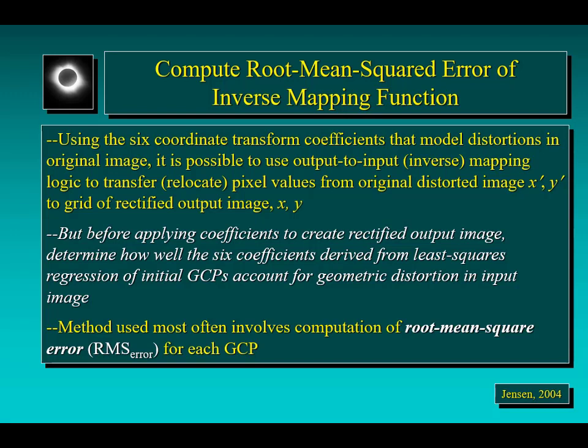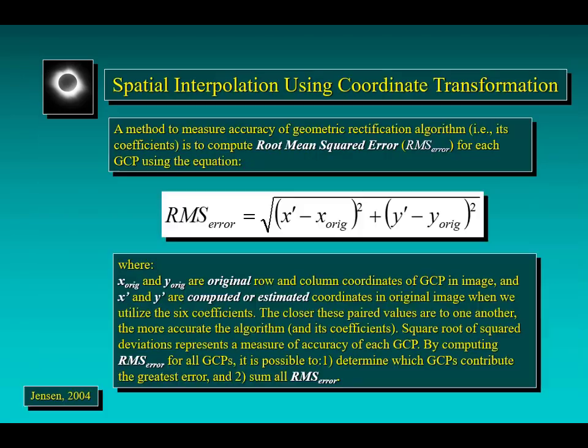And we can separately compute the RMS error in the x dimension, the y dimension, or jointly x and y combined. And we can do this for each ground control point, and we can have a RMS error for the overall network of ground control points, or the total root mean square error across all GCPs. So here is the equation to compute the root mean square error. And so the RMS error is equal to what we see there.